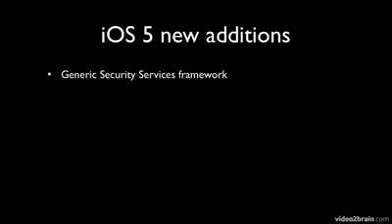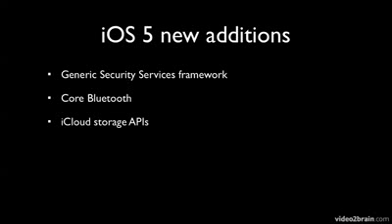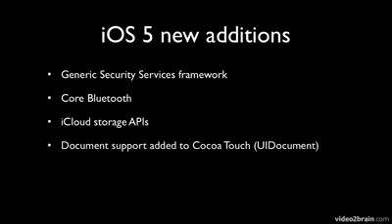We also have a generic security services framework. We have Core Bluetooth, and we have the iCloud storage APIs. And along with the iCloud storage APIs, we have document support added to Cocoa Touch. The UIDocument is important for iCloud, but also very useful for document-centric applications because it has inbuilt features that allow us to autosave, to perform asynchronous read-write operations, to perform version conflict resolution, and much more. Let's take a look at each of these frameworks in turn.